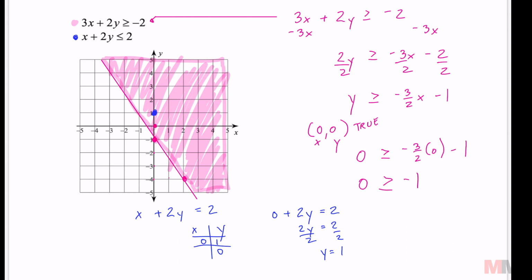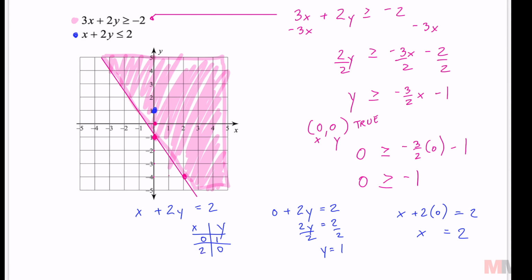And then do the same thing for this table, except we're going to replace y with 0 now. And I'm going to do it over here. X plus 2 times 0 equals 2. And once you get good at this, you could probably do it in your head. And that's why I like doing it this way. X equals 2. There's my other point, 2, 0. And there is my line.